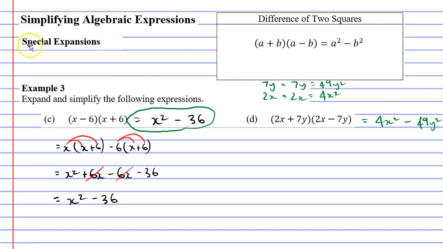I just want to emphasize something here. When you do the difference of two squares, it's always going to be a minus sign between them. It's not going to have the plus symbol. It's very important that you remember that.